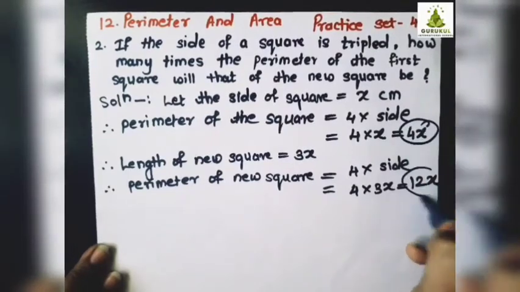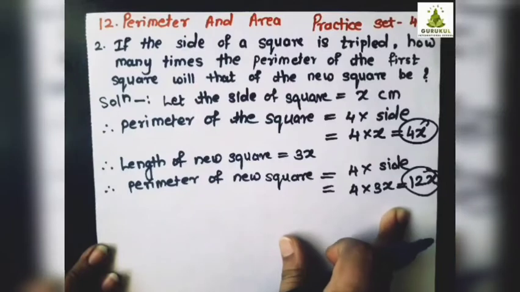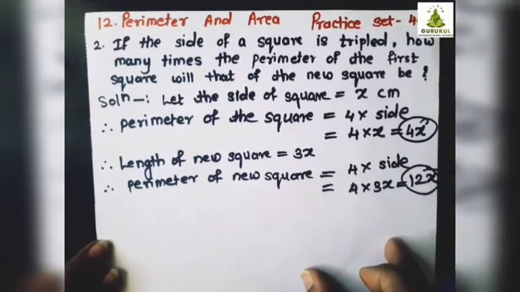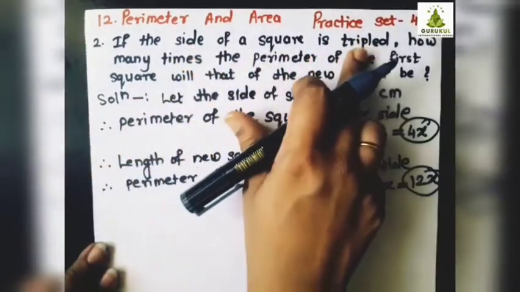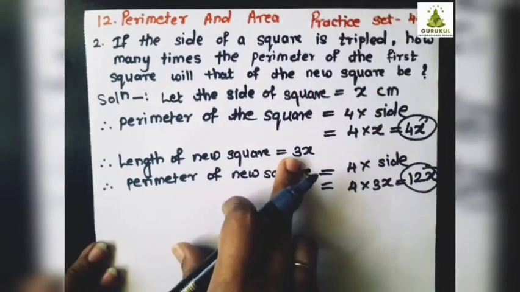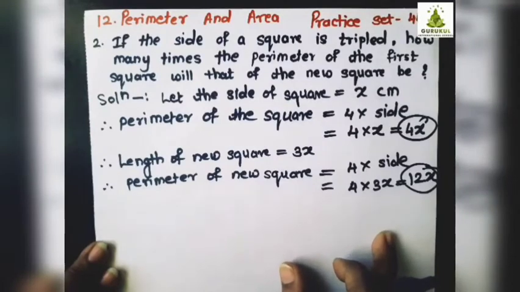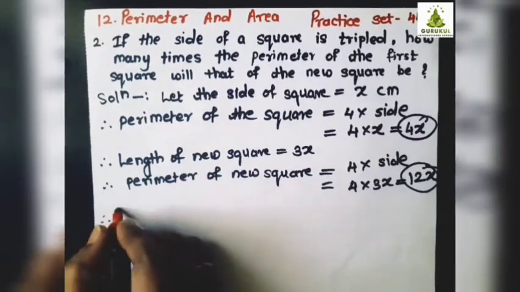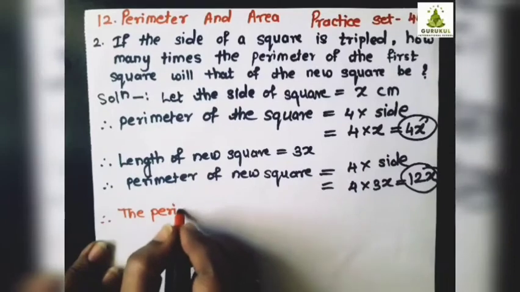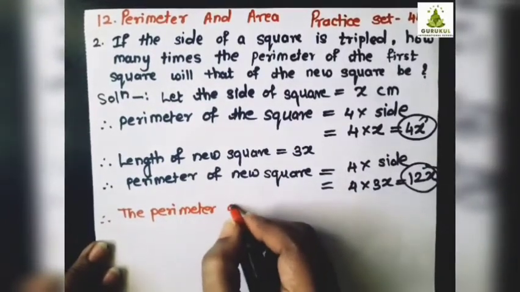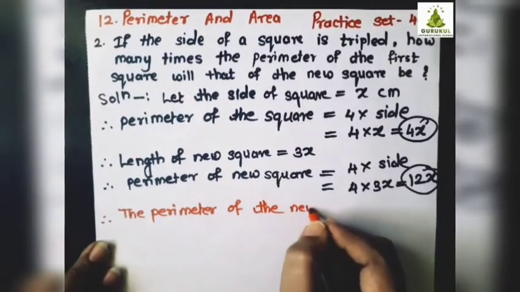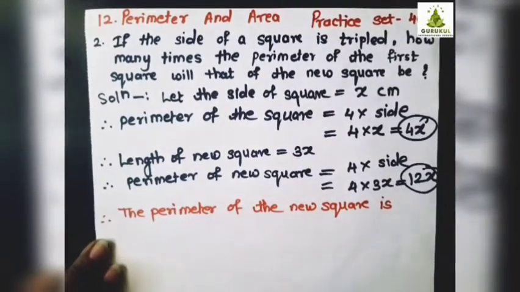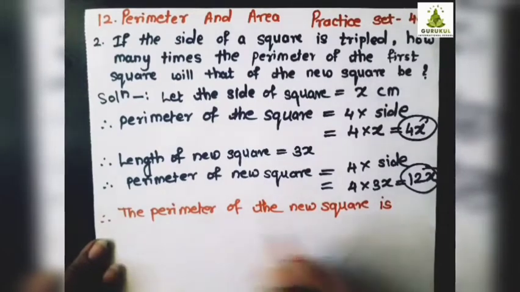Now you can see the first perimeter is 4x, second perimeter is 12x, which means 4 threes are 12. Okay, it's 3 times more. That means if the side of the square is tripled, then the perimeter is also tripled. So the final statement we will write down: therefore, the perimeter of the new square is also triple, or 3 times the perimeter of the original square.